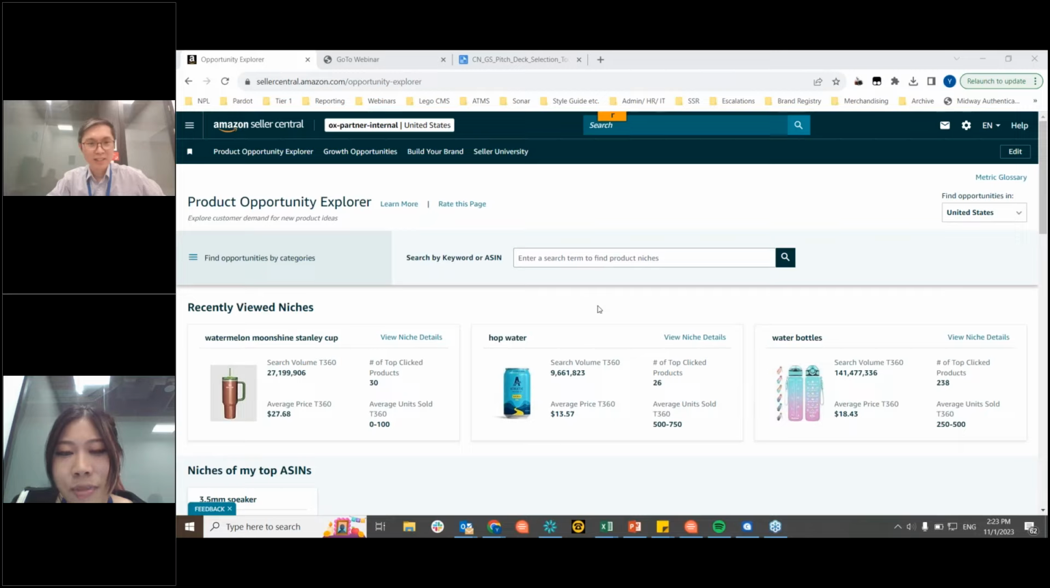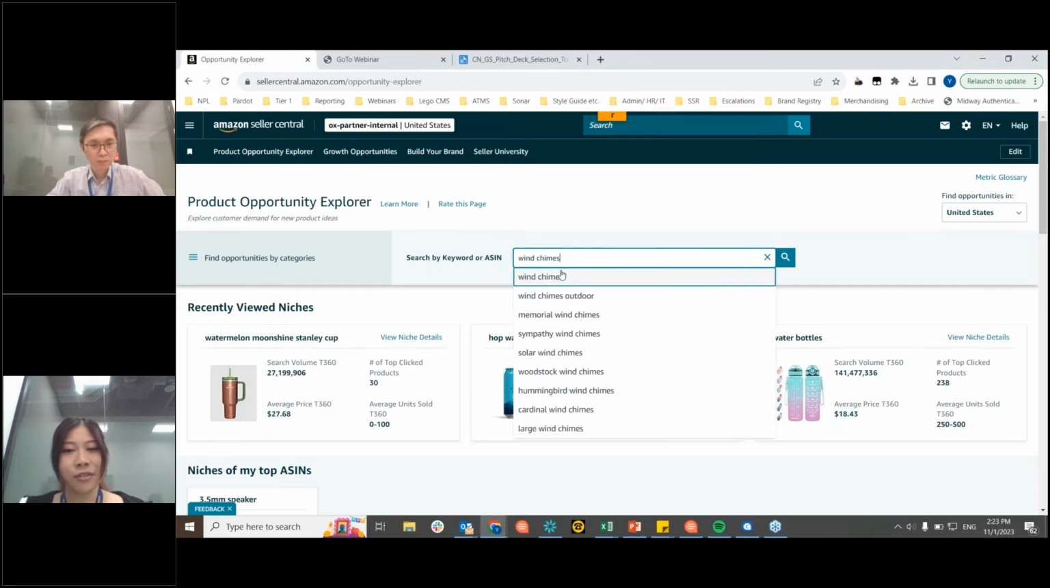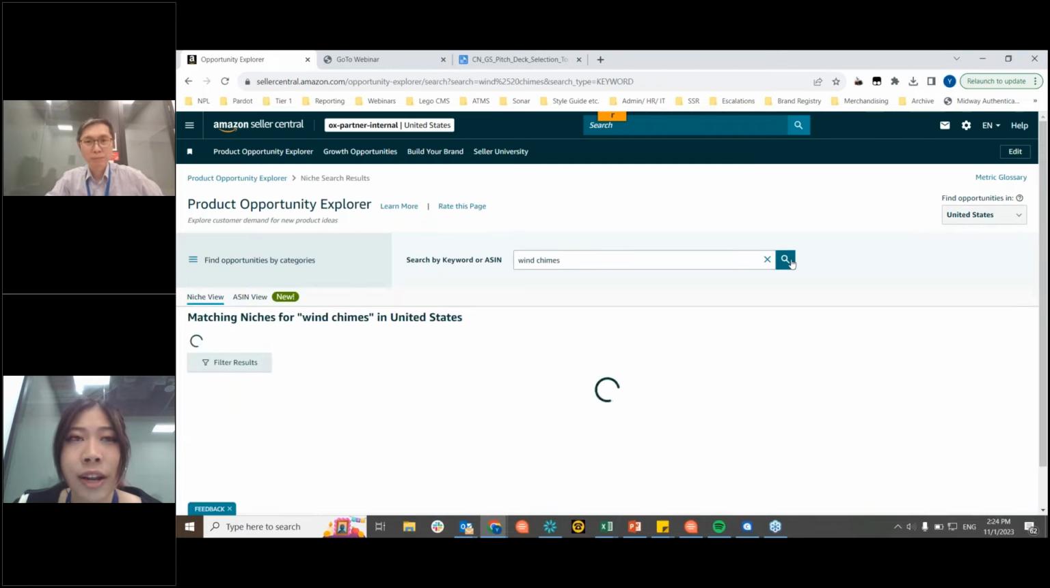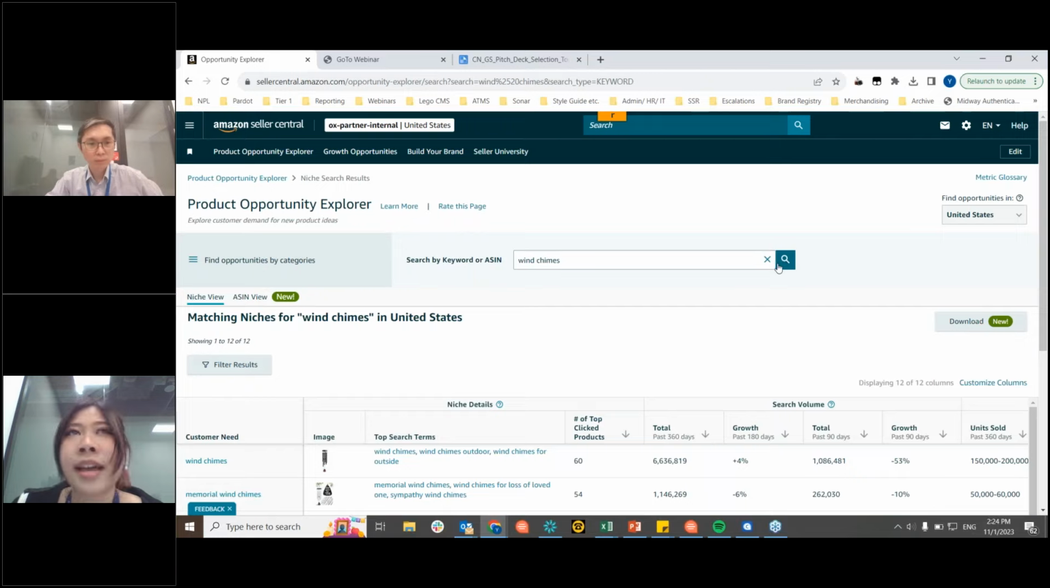Sympathy wind chimes. Okay, I'll just search for wind chimes specifically. Okay, oh, it looks like there's some results. Anyway, there are some times whereby you search for a niche and a result wouldn't show, right? So this means that people are likely not searching for it yet, or there's actually no products related to the search term that are currently selling.